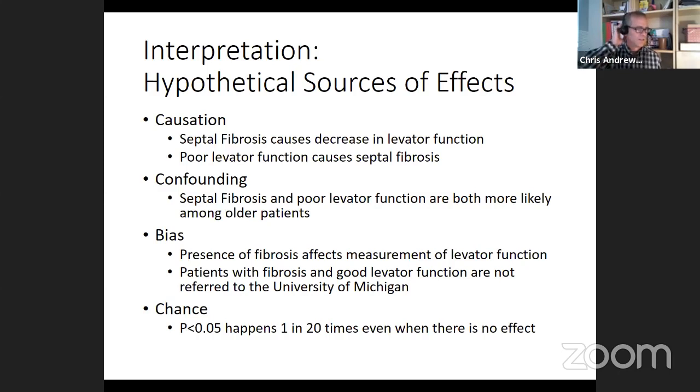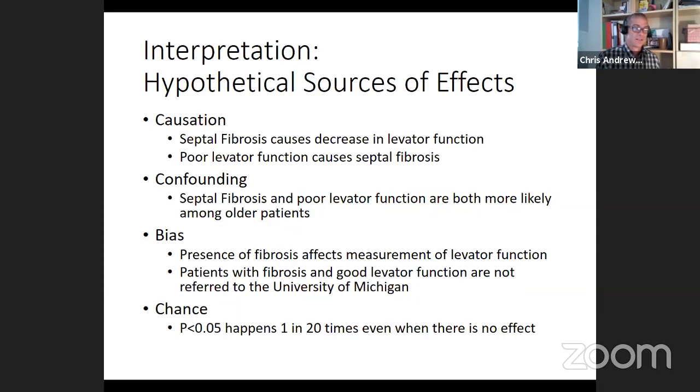Confounding is a large problem in observational studies. These subjects were collected from the medical record, and it could be that the effect that we're seeing between two variables is really because of a third variable. Septal fibrosis is more likely to occur in older patients, as is poor levator function. And so it may not be that septal fibrosis is causing a decrease in levator function. It may just be that as people age, both of these are more likely.